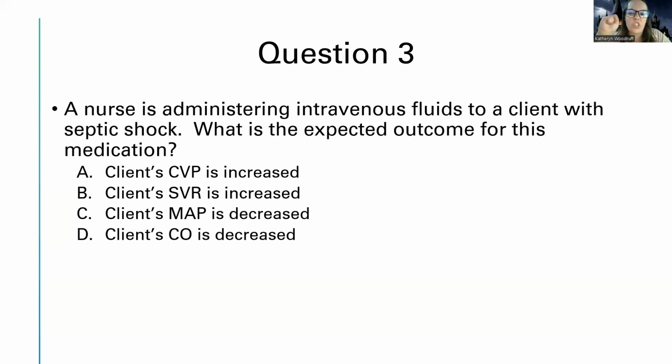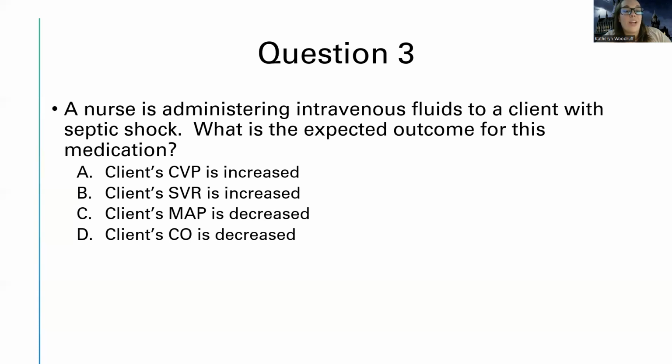And so it's pretty much how constricted the blood vessels are. So I wouldn't expect with more fluids that there would be more constriction. I don't think that that's going to happen. The client's MAP is decreased. Well, if they have more fluid, I would think that their MAP is going to increase, or there's going to be higher blood pressure. Because remember, the mean arterial pressure is like an average blood pressure. And so for a client with septic shock, I would actually think their MAP would be increased.